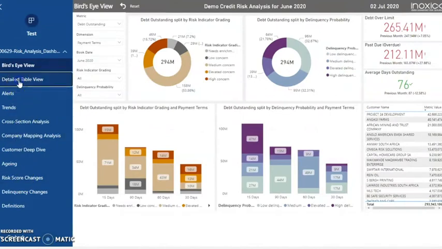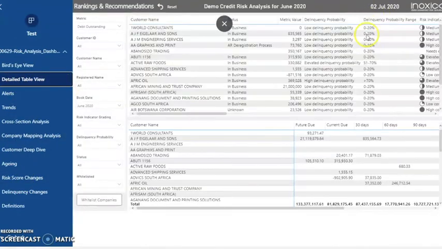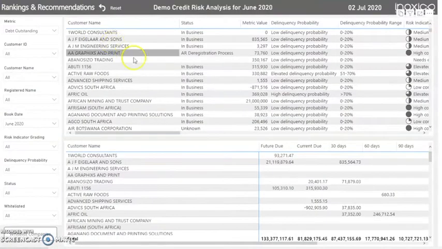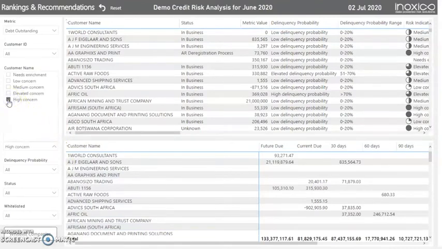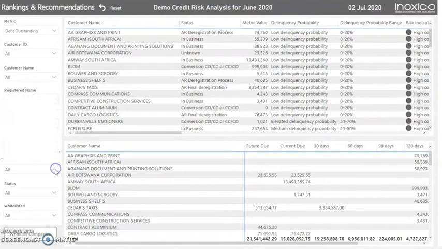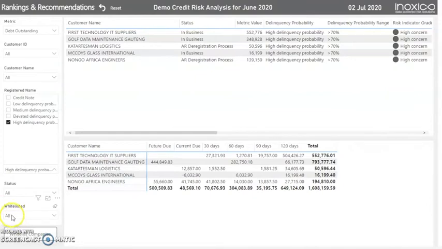If I just quickly select the detailed table view, and I'll make that go away. We can now then start to look at it at a granular level and say, if I wanted to look at a key metric, and let's say it's debt outstanding, and I wanted to look at the book as at the end of June, and I wanted to see all of my high concern debtors with a high delinquency probability, I now know where to go and focus, because this is where there's this very, very strong likelihood that I'm not going to be in a position to collect my money at the end of the month.